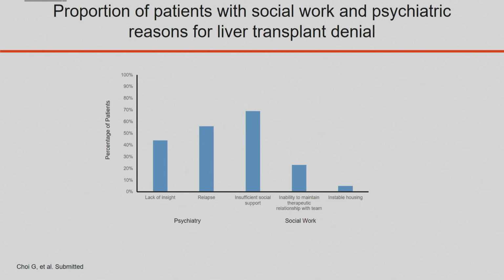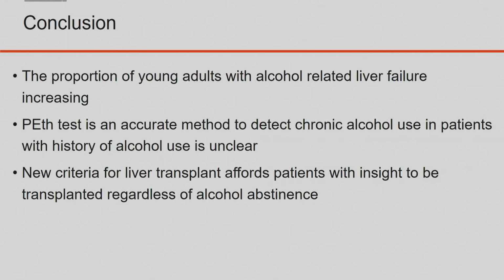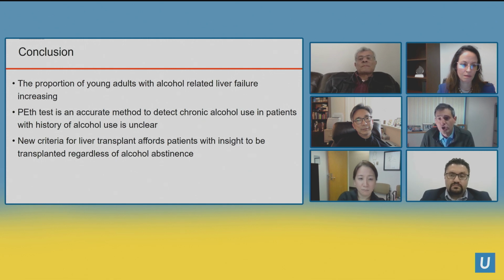In fact, Gina Choi, one of our distinguished colleagues on this panel, has submitted a paper from our UCLA experience, with Dr. Jihan also being a co-author, looking at the proportion of patients with social work and psychiatric reasons for liver transplant denial. You see here that the biggest reason for denial is the lack of social support. Very, very sad. Imagine having someone who's 28 years old and no one willing to be a social support for that individual.